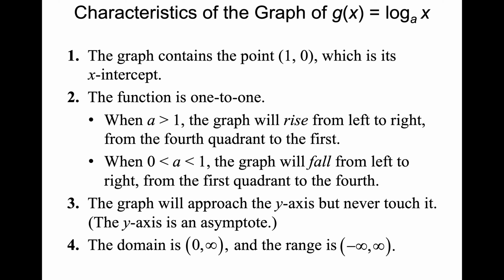So here's a couple characteristics. It always has the point 1, 0, just like your exponentials. They're going to be 1 to 1. If a is greater than 1, it's going to rise. If it's between 0 and 1, it's going to fall. And then my domain and my range, you should notice, are going to be the flip of those exponentials.